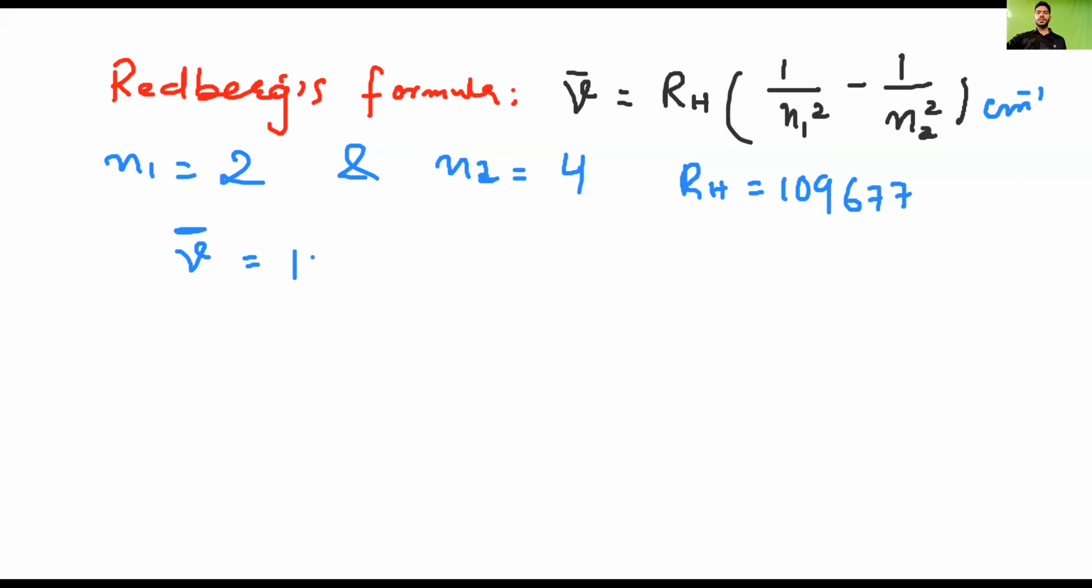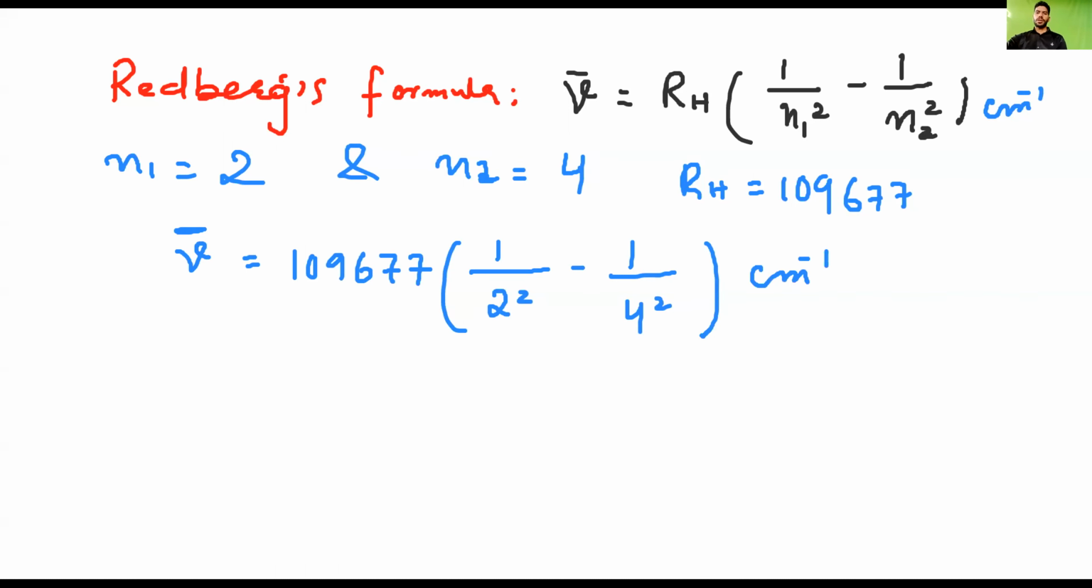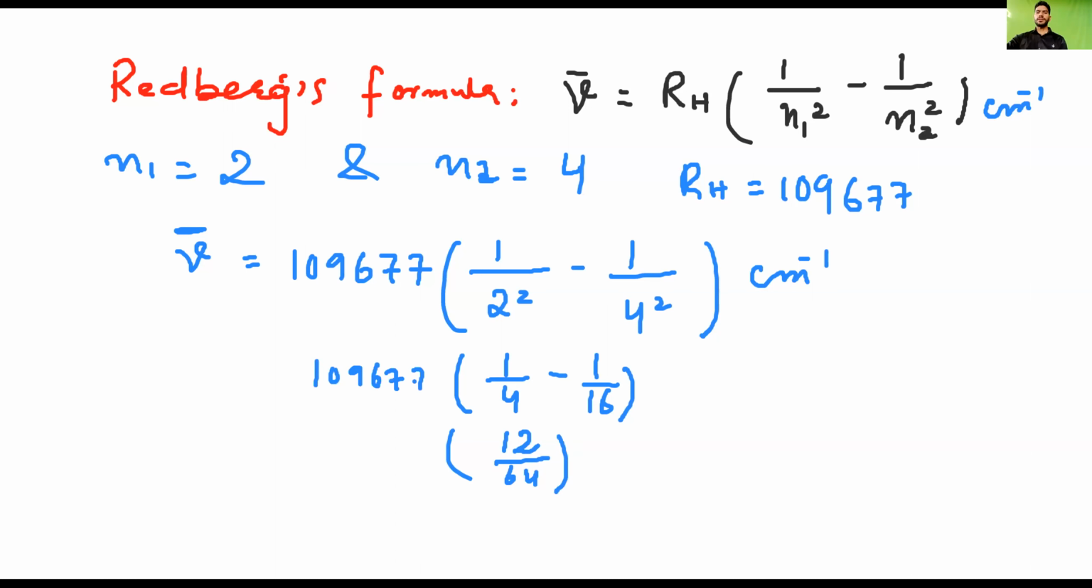So just write it down: it is 109677 times 1 upon n1 square. So what is n1? That is 2 square, right? Minus 1 upon n2 square, so that is 4 square here. Then this answer will be in centimeter inverse. Now you can solve this, right? 1 upon 2 square is 1 by 4, minus 1 upon 4 square, that is 1 by 16. So when you cross multiply, it is 16 minus 4, that's 12 upon 64, right? 109677 times this 12 upon 64, and you will get the wave number in centimeter inverse. Got it?